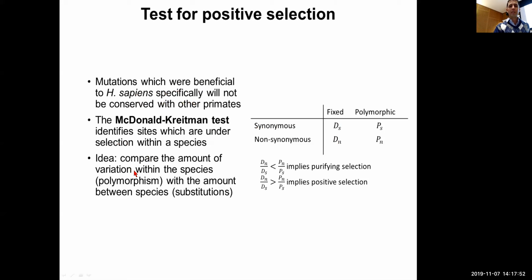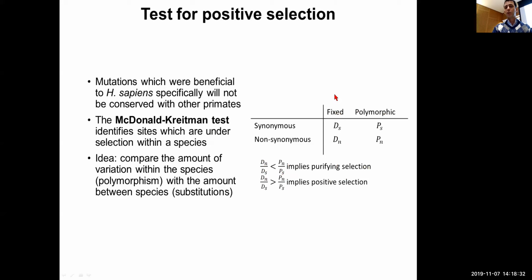So you can basically compare the amount of variation within the species, for example, the polymorphism, with the amount of variation across species. And you can do that for the synonymous changes, you can do that for the non-synonymous changes. And then if you find that the ratio of non-synonymous to synonymous within a species versus the ones that are actually polymorphic are in fact, you know, if there's more fixed changes that change the amino acid than polymorphic changes, that basically implies purifying selection. That basically means that you're keeping the ancestral form.